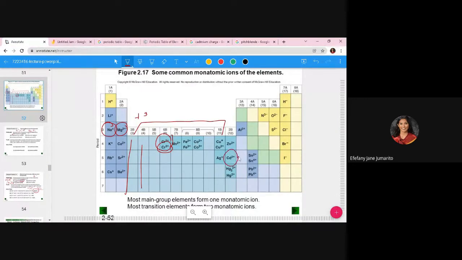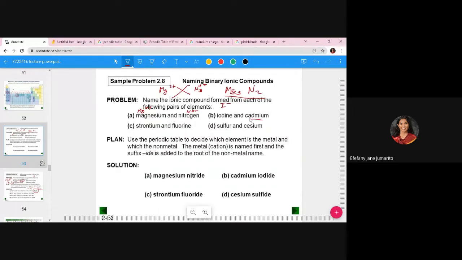So, let's write. We have Cd 2 plus and I minus. So cross multiply. But we write the cation first. So Cd I2.